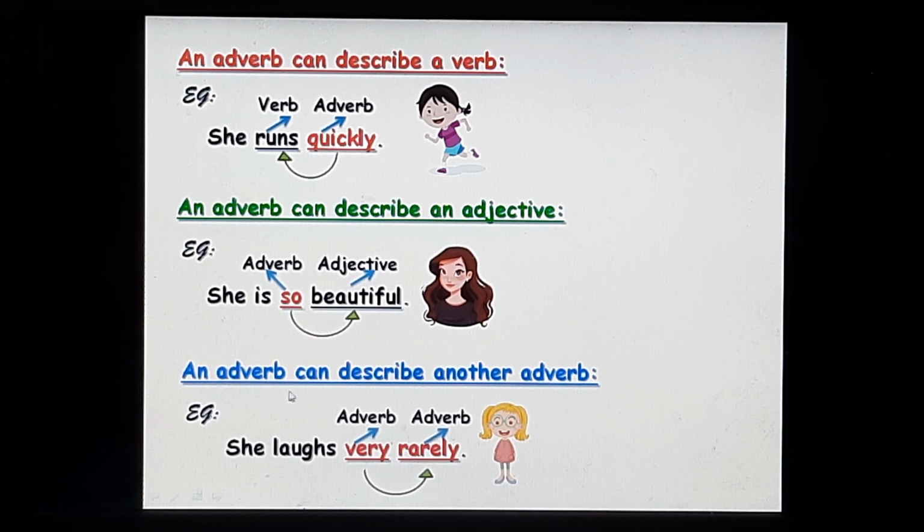An adverb can describe another adverb also. Example, she laughs very rarely. We can say she laughs rarely. Laughs how? Rarely is your adverb. How rarely? Very rarely. Very is another adverb that modifies this adverb rarely.